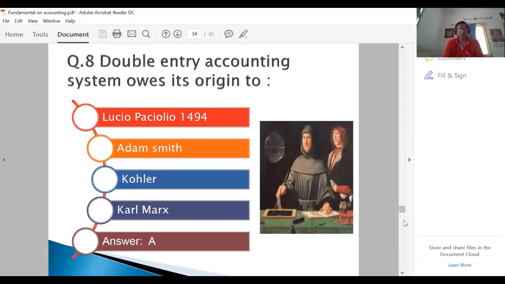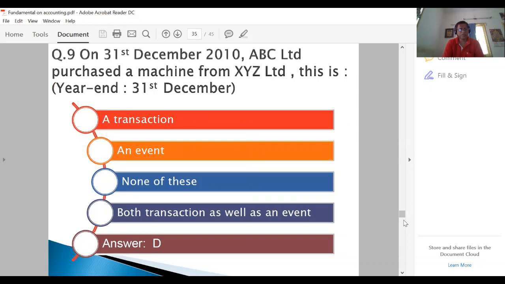Right. So the double entry accounting system was invented by Mr. Lucio Pesciolio in 1494. It is not a new system of accounting. It is very old, right? Coming back to question number 9, here we are talking about December 31st, 2010, when ABC Limited purchased a machine from XYZ Limited. It is a transaction which has happened, one company purchasing a machine by paying cash. This is called a transaction. This is not an event, right?